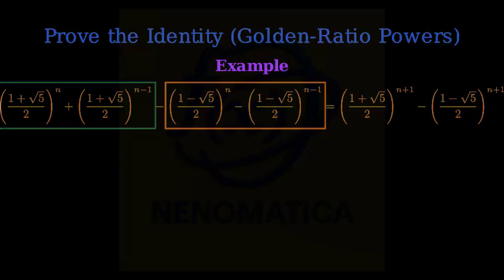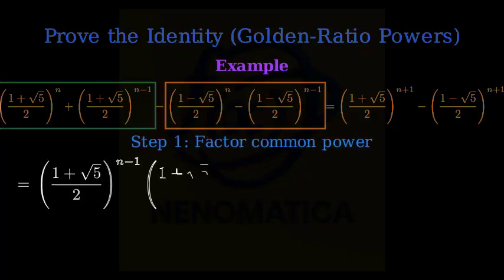same base to the n minus 1, minus the version with (1 minus square root of 5) over 2 to the n, minus that base to the n minus 1, equals the difference of those two bases raised to n plus 1. Step 1. Factor the common power in each pair.